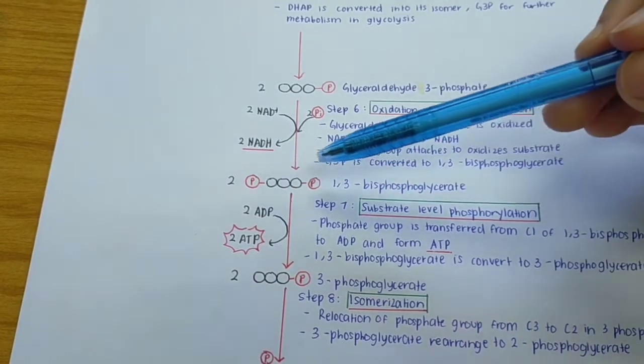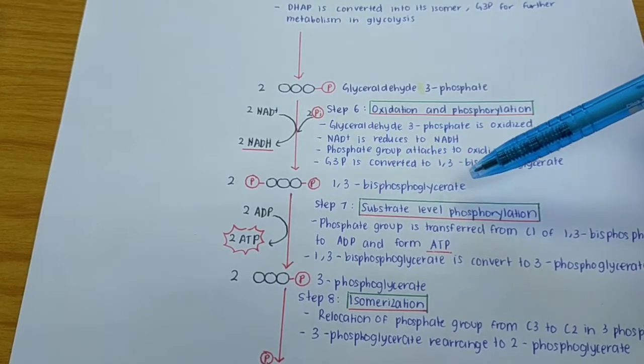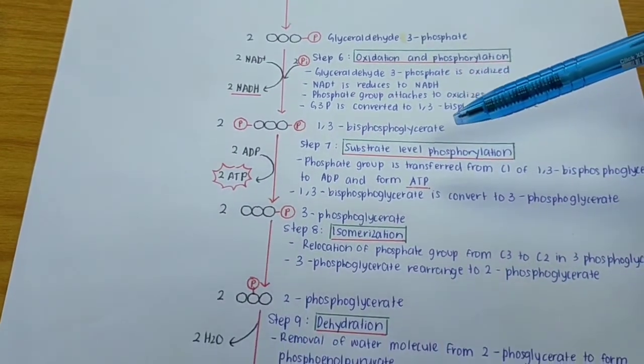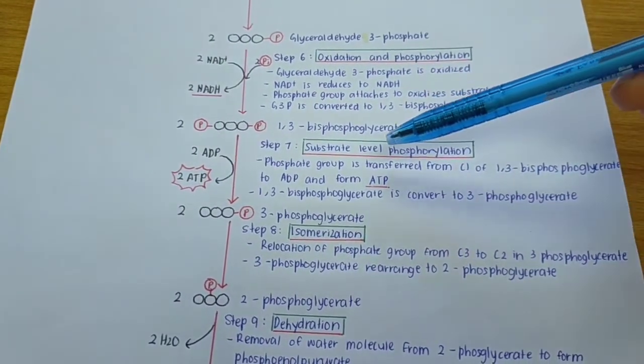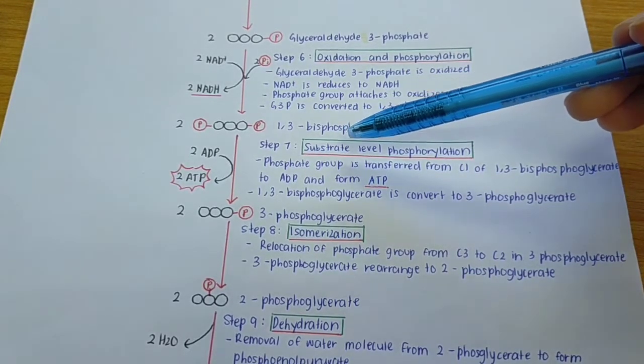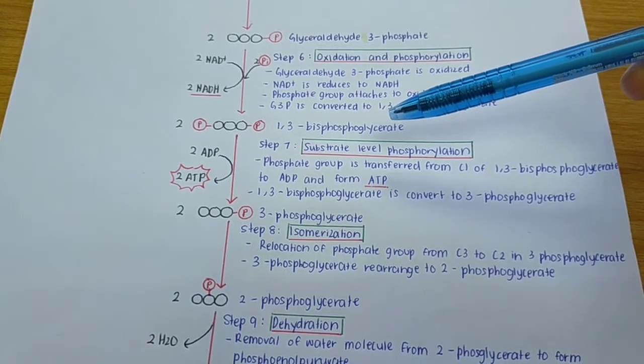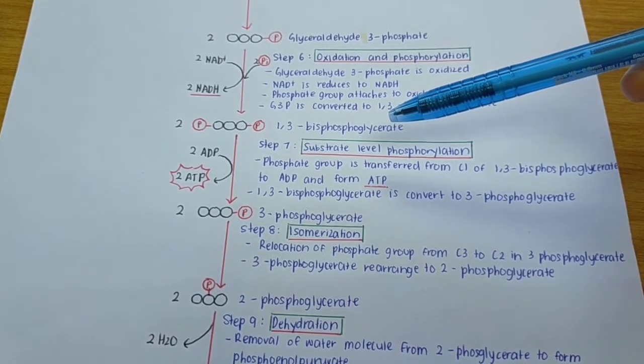Okay, so dah ada 2 phosphate di sini, and then remember it has 2 molecules of 1,3-bisphosphoglycerate. Okay, so now step 7 is substrate level phosphorylation. Okay, so bila awak nampak saja perkataan substrate level phosphorylation, so that means this step will involve production of ATP.